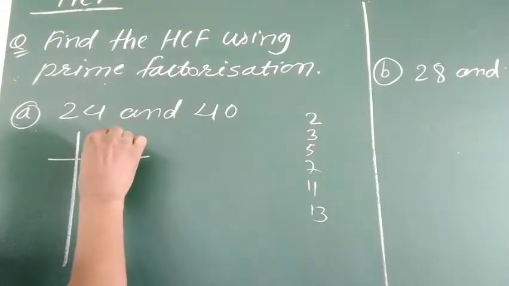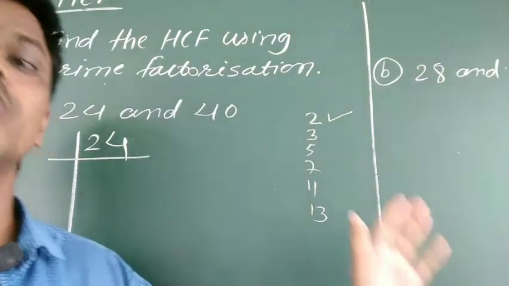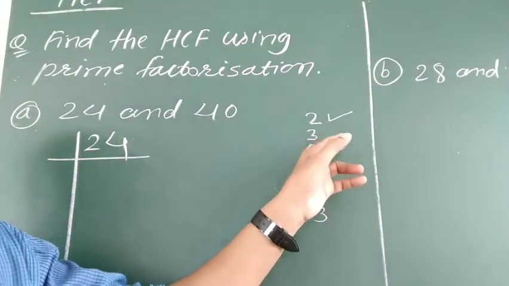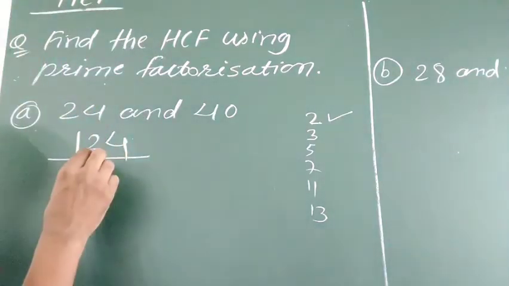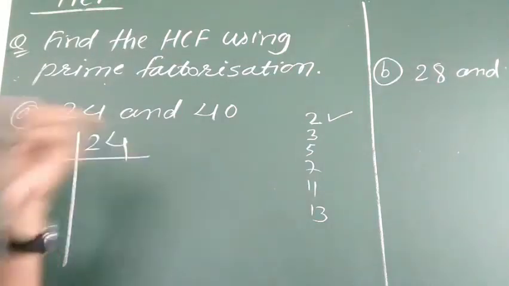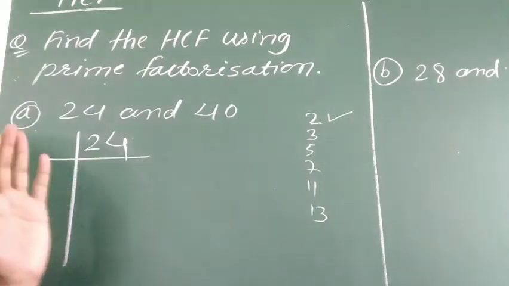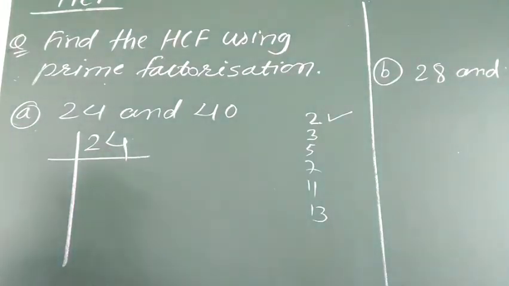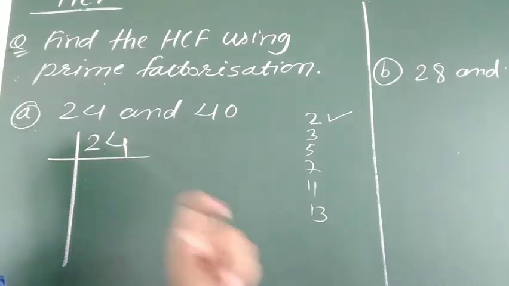First of all, you divide by 2. If it is possible to divide by 2, it's okay. If it is not possible to divide exactly by 2, then we have to try the next number, that is 3, next 5, like that we have to continue. So is it possible to divide 24 by 2? Is it possible to divide exactly? Yes, it is exactly possible, because 2 is an even number, and every even number can be exactly divided by 2.